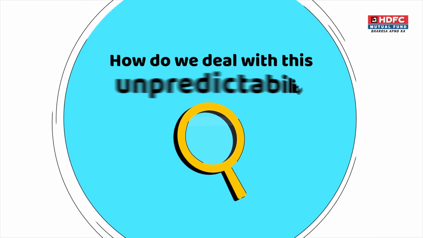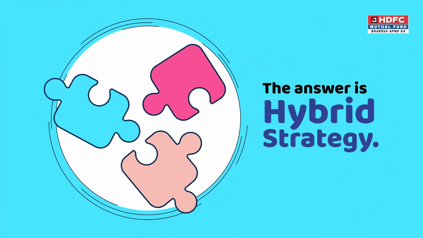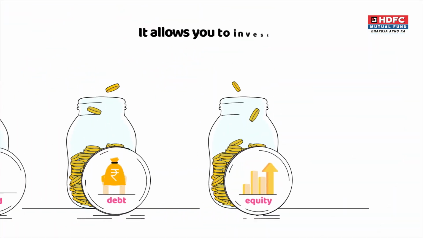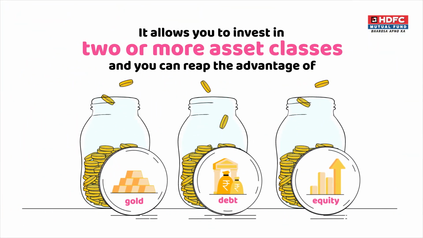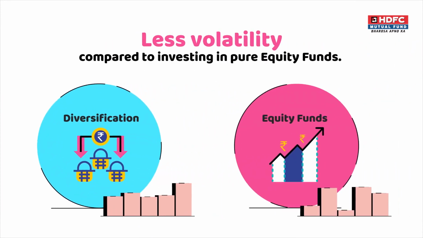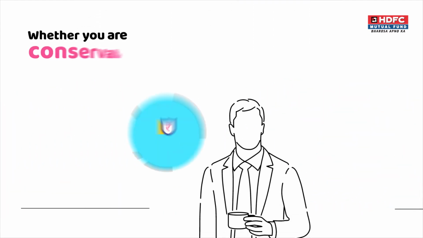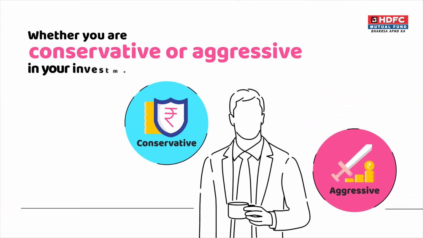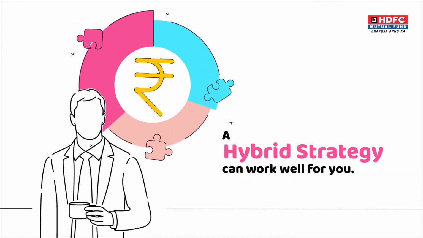How do we deal with this unpredictability? The answer is hybrid strategy. It allows you to invest in 2 or more asset classes, and you can reap the advantage of less volatility compared to investing in pure equity funds. Whether you are conservative or aggressive in your investments, a hybrid strategy can work well for you.